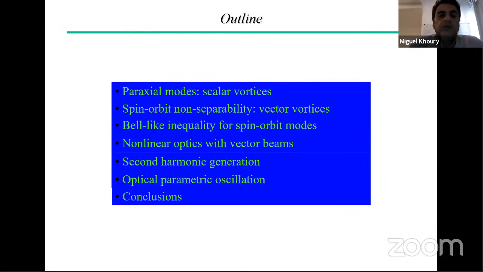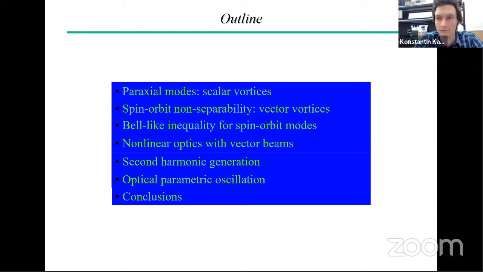The outline of my talk will be more or less the following. I will start with the basics of paraxial modes and the scalar vortices in optics, and how in this context of paraxial optics we can realize this tensor product space when we combine the scalar vortices, spatial modes, with the polarization degree of freedom. Then we can identify non-factorable structures, the so-called vector vortices. And we will briefly discuss some similarities between this classical optical context and the mathematical context that we usually find in quantum mechanics regarding entangled states.